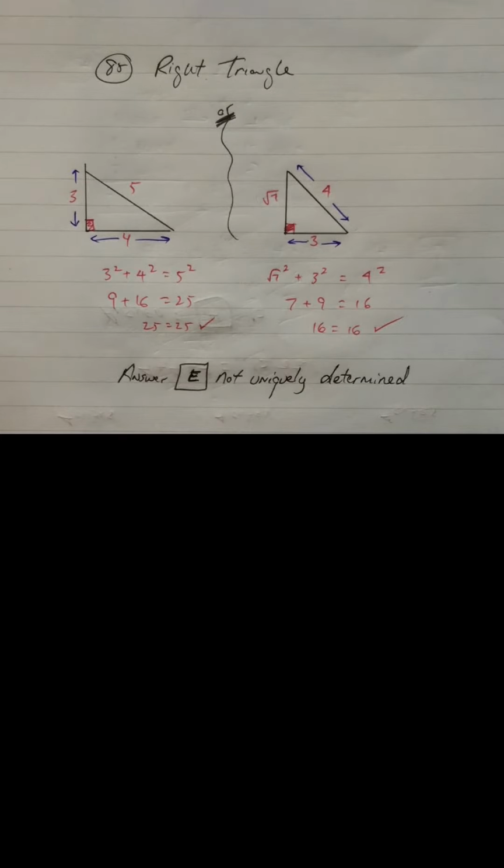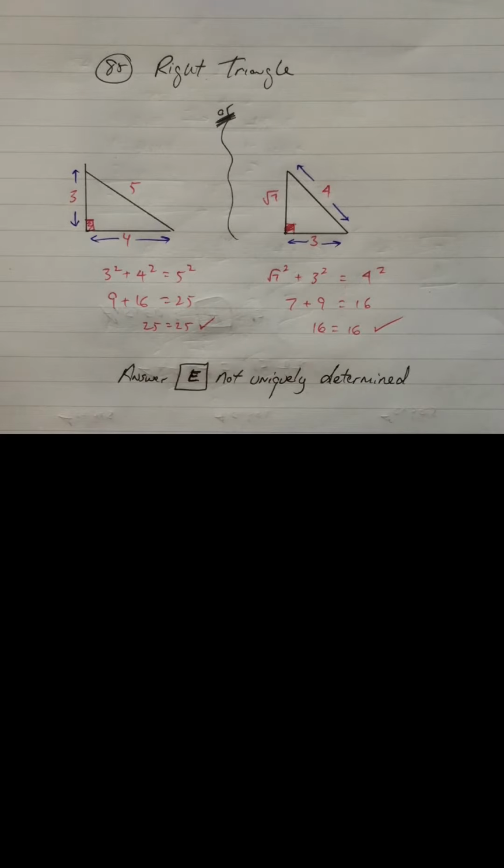Question 85. We're told that the triangle is a right triangle, and many are already familiar with the 3, 4, 5 right triangle. 3 squared plus 4 squared equals the hypotenuse 5 squared, which is true since 9 plus 16 equals 25, and 25 does equal 25. But there is another triangle that can be constructed. If we keep 3 as one of the legs, but make 4 the hypotenuse, we can make the other leg the square root of 7.